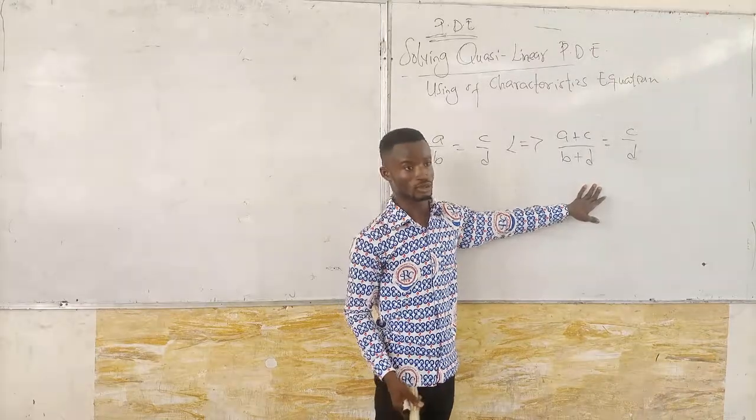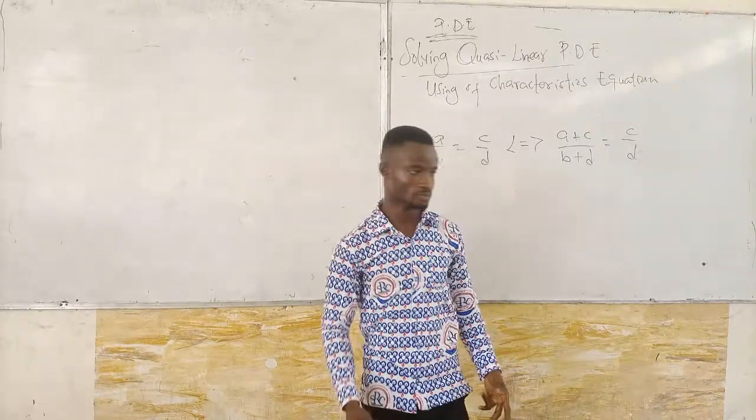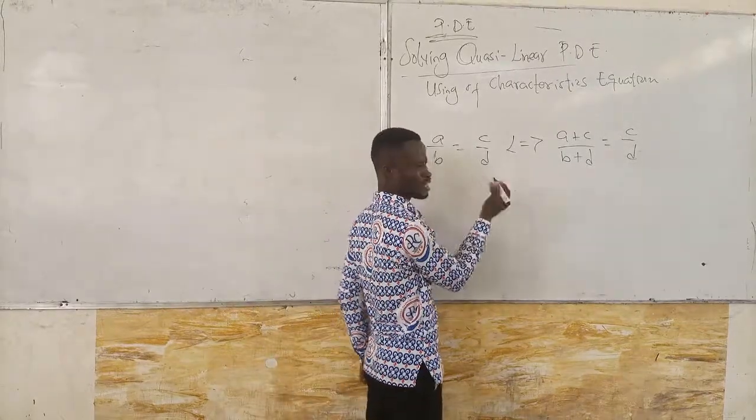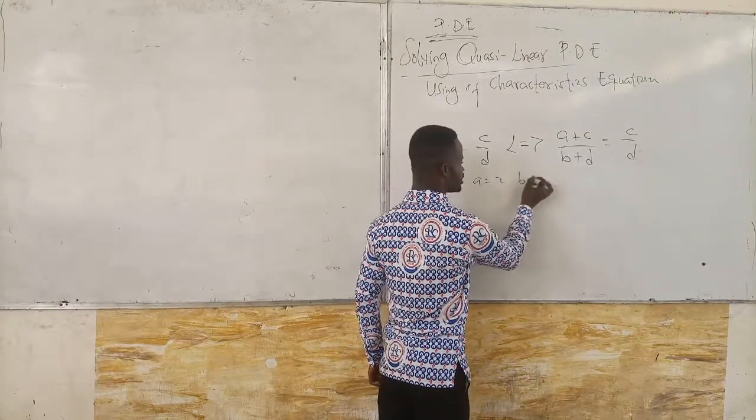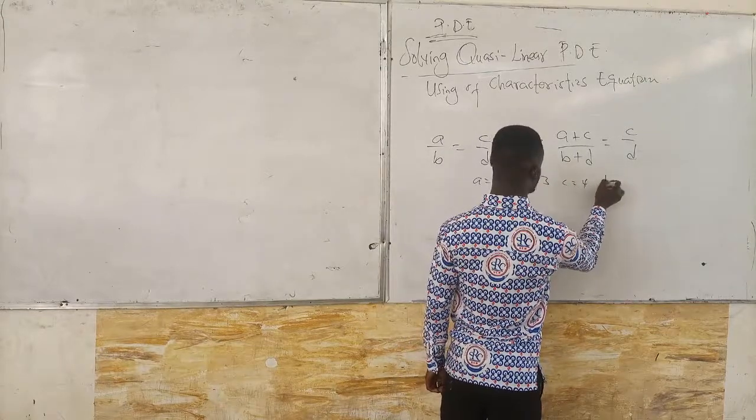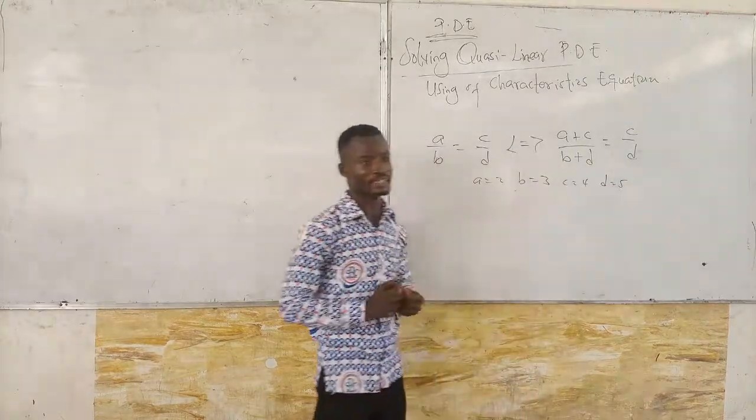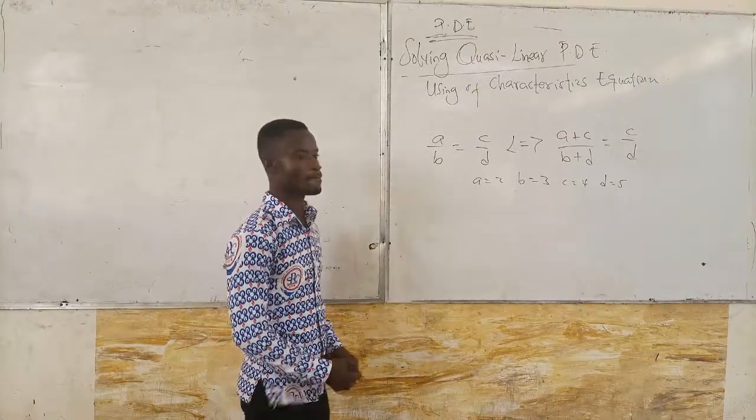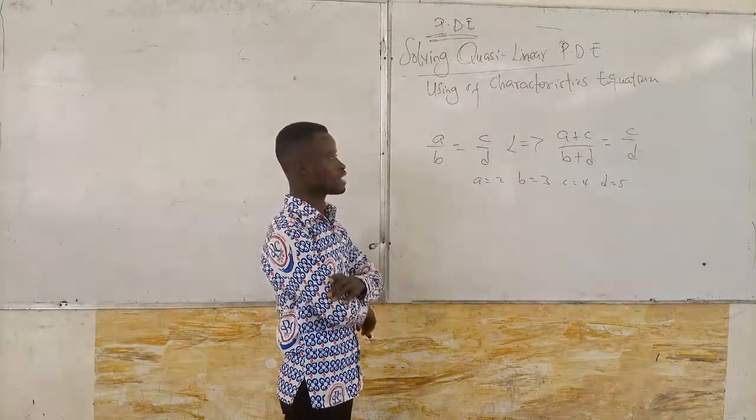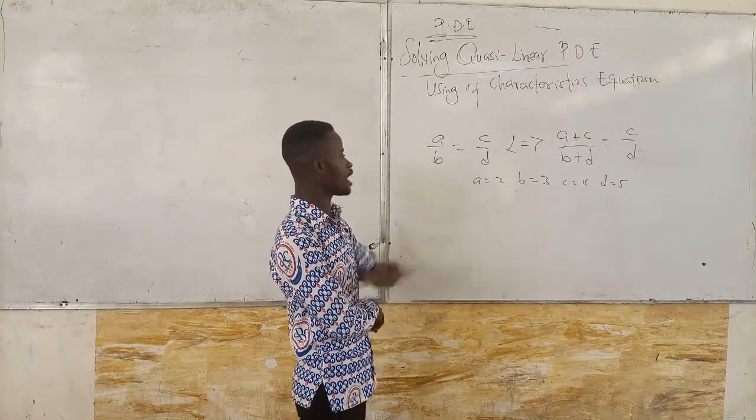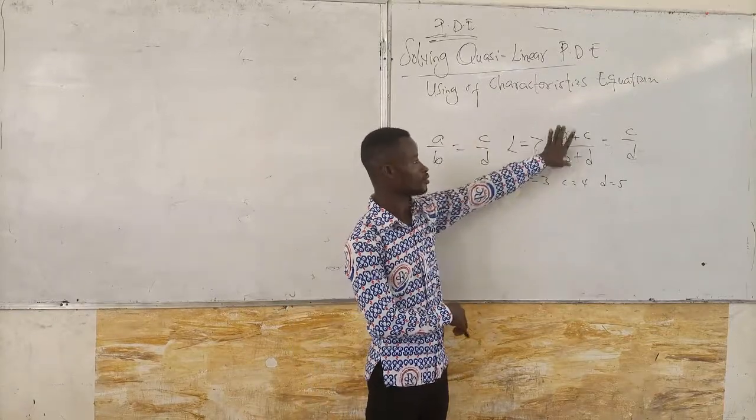With variables, let's pick any value. You can say that A is equal to 2, B is equal to 3, C is equal to 4, then D is equal to, let's say, 5. Let's try it and see.